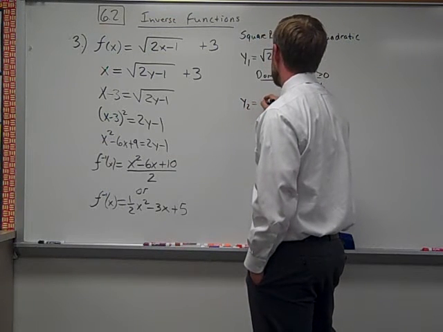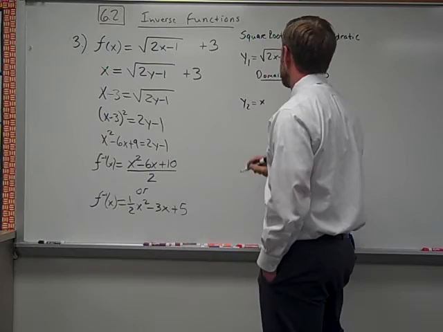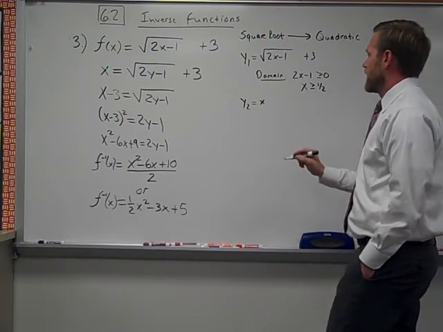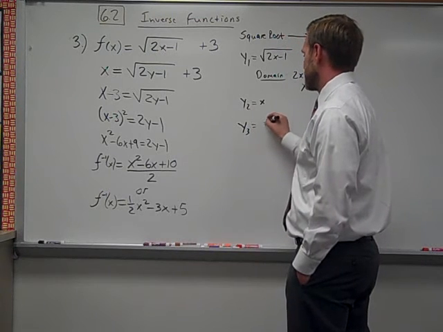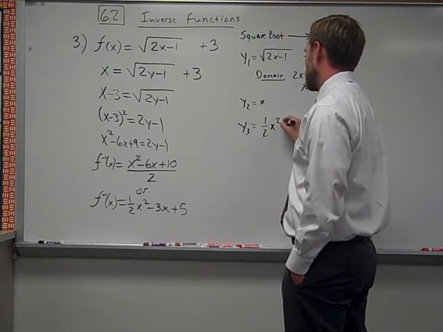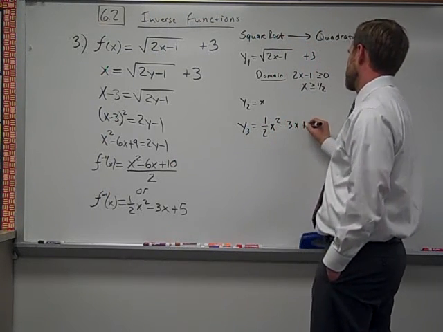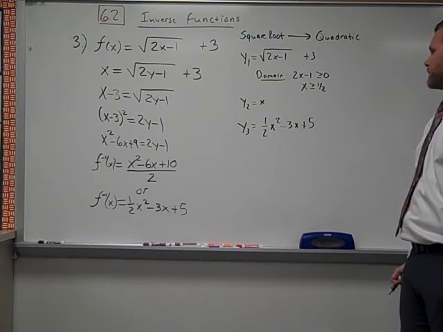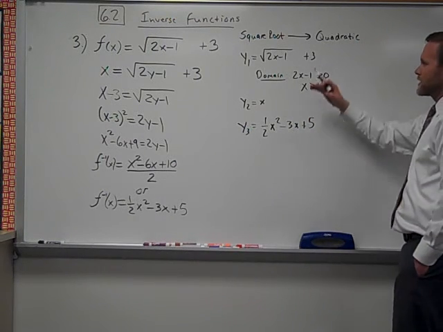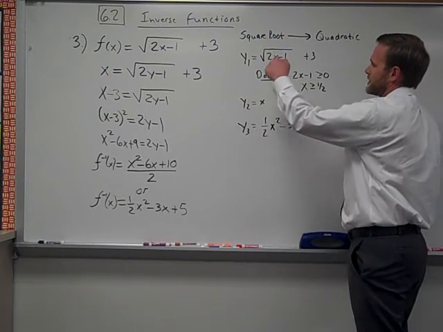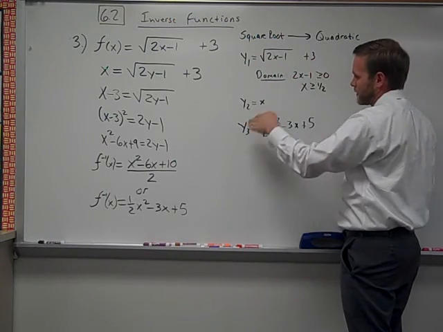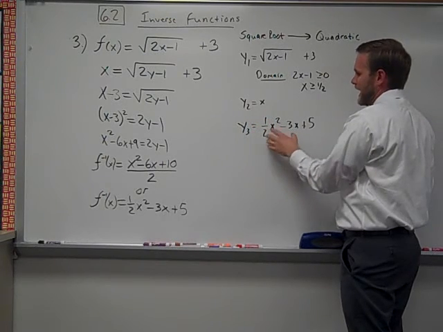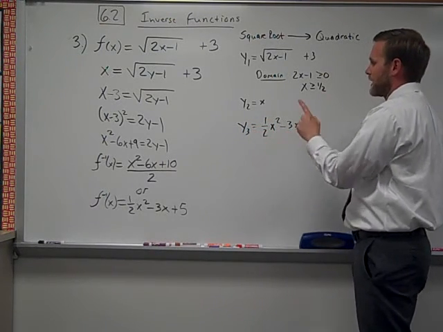We have y2, graph the line y equals x. And then for y3, you graph your inverse function, 1/2 x squared minus 3x plus 5. Now, like I said, if you actually graphed all these, what you would see is half of a parabola that opens to the right. You'd see the line y equals x. And then you would see a full parabola that opens up.